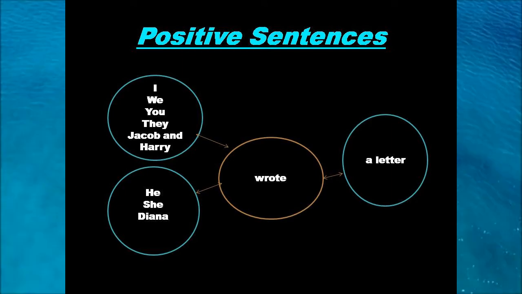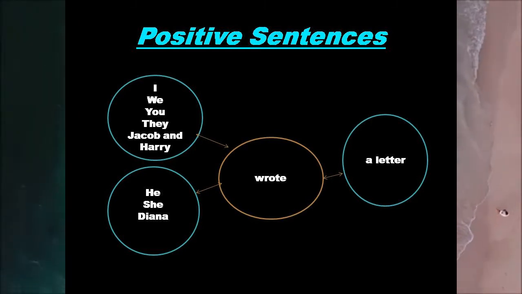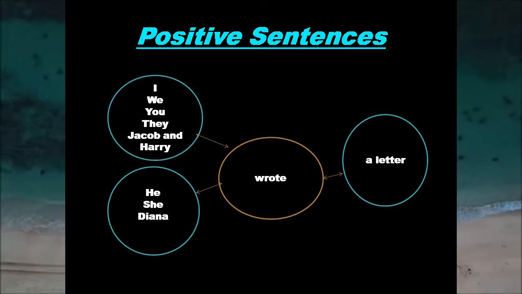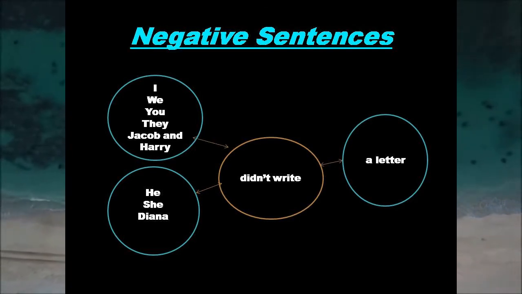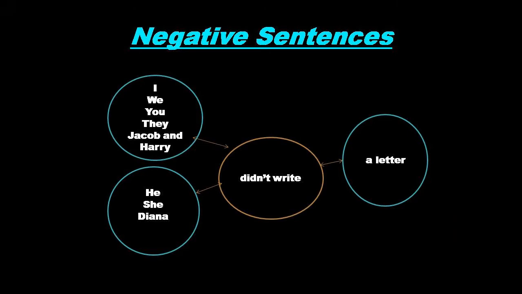Positive sentences of past indefinite tense: I wrote a letter. We wrote a letter. You wrote a letter. They wrote a letter. Jacob and Harry wrote a letter. He wrote a letter. She wrote a letter. Diana wrote a letter.